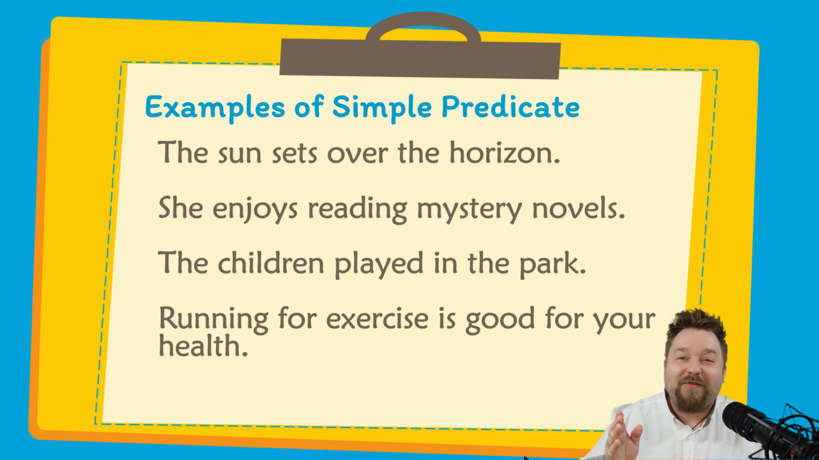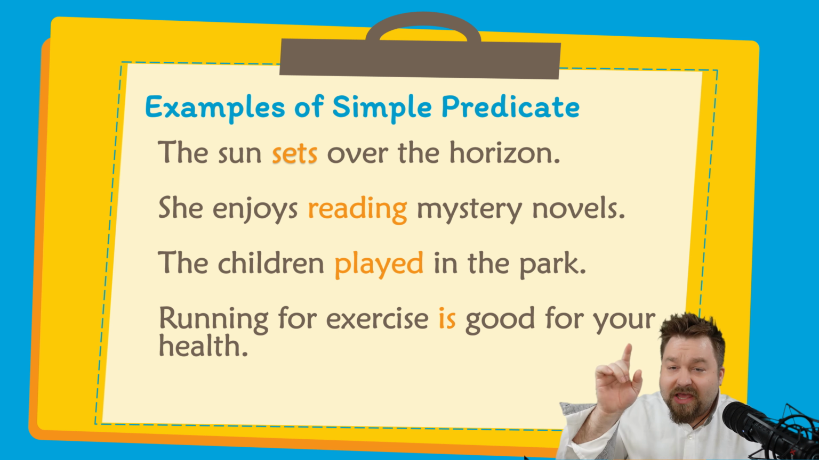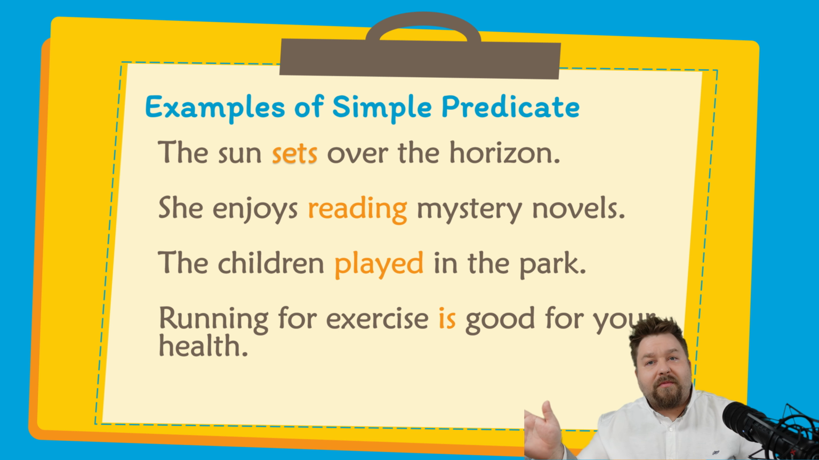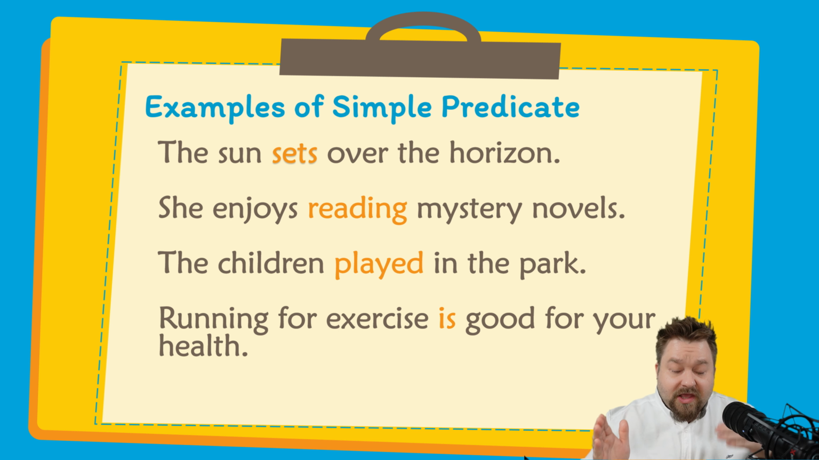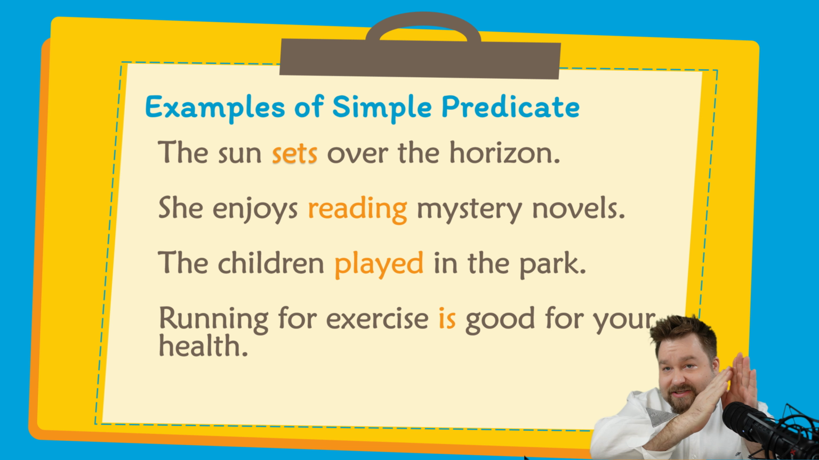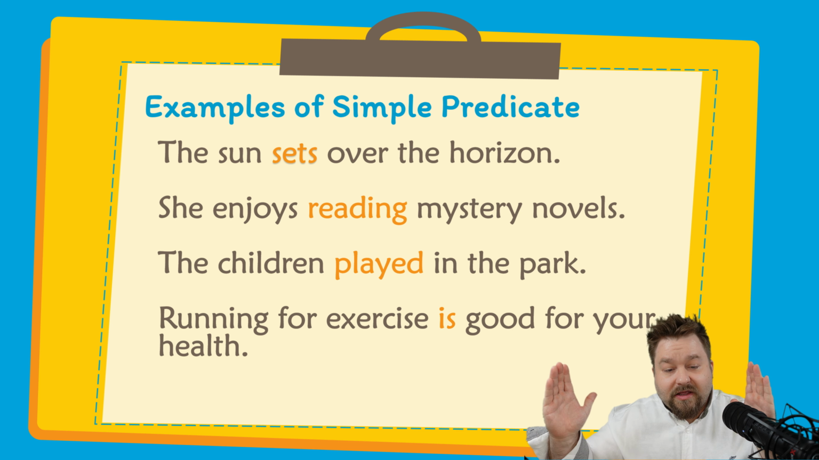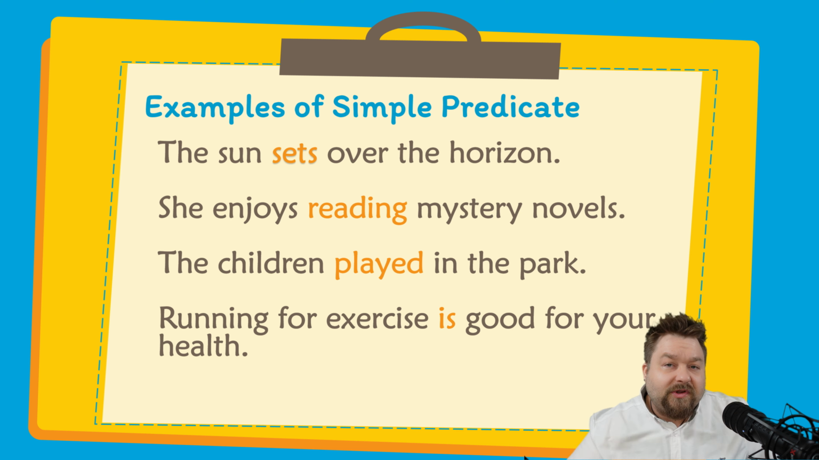Let's take a look at our four examples here. We have four sentences. Now what we're going to do is find our simple predicate. Let's take a look at these. The sun, where's our verb? Our verb is sets, yeah? So we know our complete predicate is sets all the way to the period, sets over the horizon. That's our complete predicate. But if we think about our subject, what's our subject? Sun. Right? The sun.